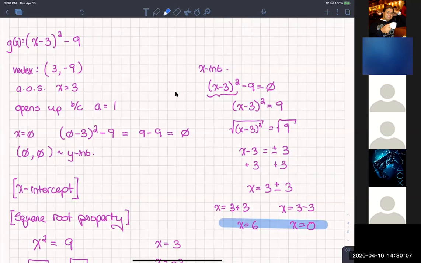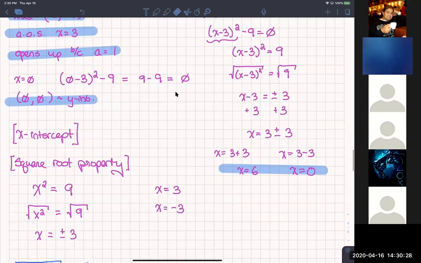So here's all the information. We found the vertex, because it's in vertex form. We found the axis of symmetry. We found which way it opens. We found the y-intercept. And we now found the x-intercept. Right? Now, let's do another one.